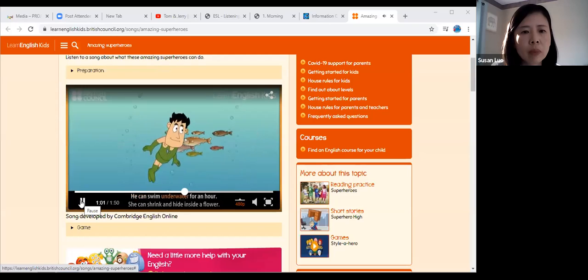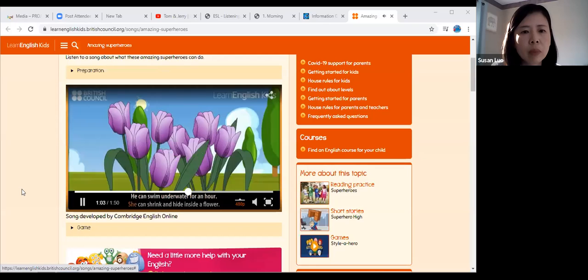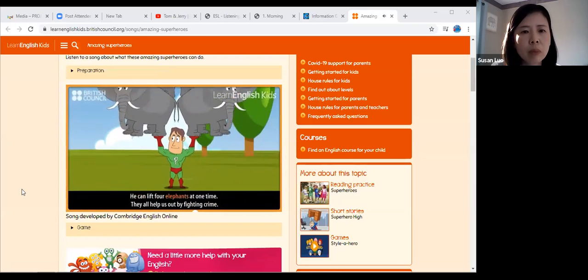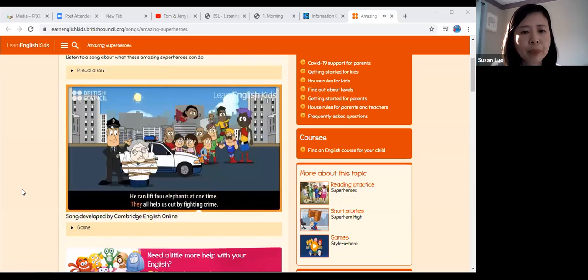He can swim underwater for an hour. She can shrink and hide inside a flower. He can lift elephants at one time. They all help us out by fighting crime.